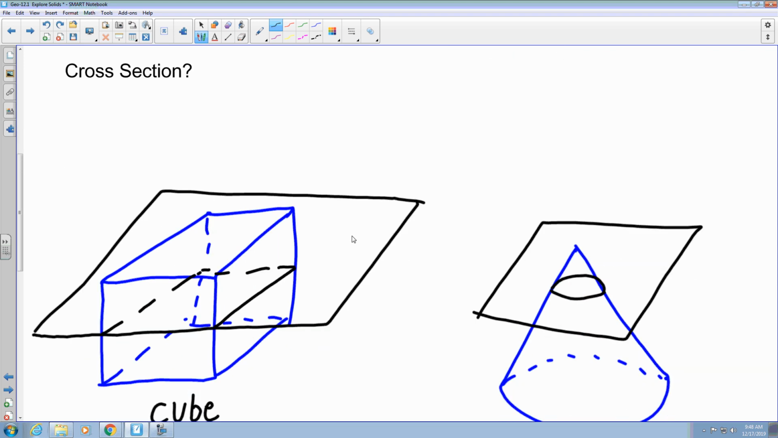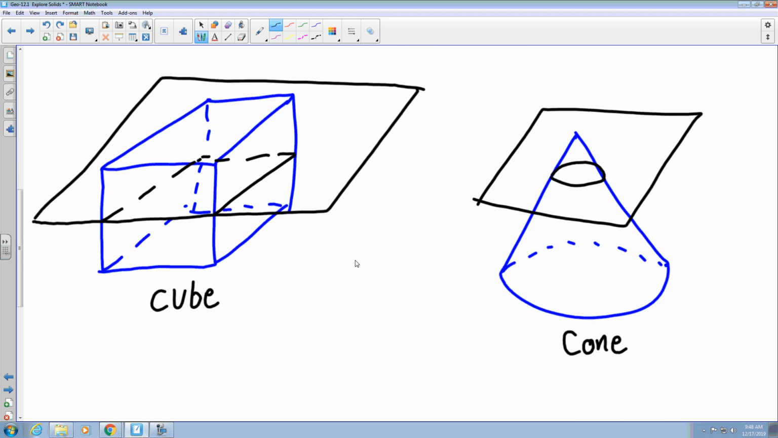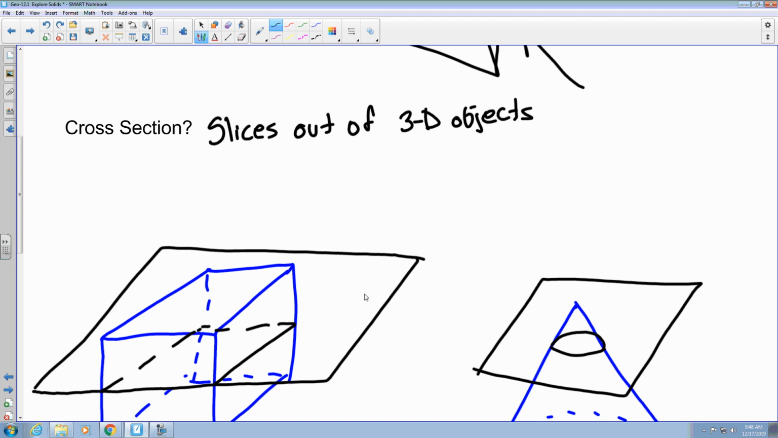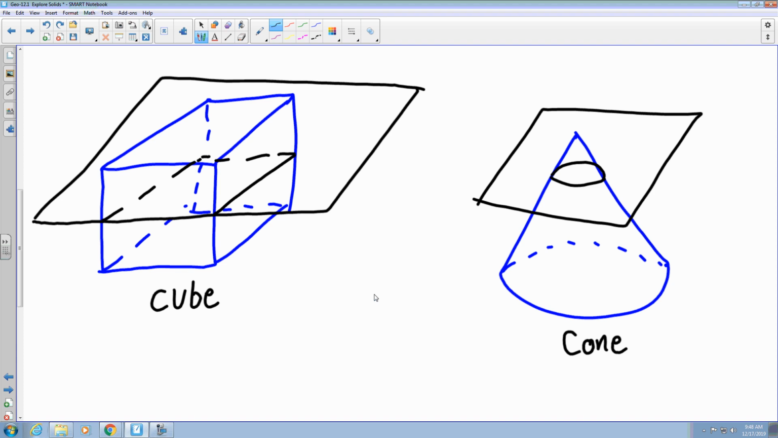All right. Last thing here is talking about cross section. Cross section is taking slices out of a 3D object. And the main idea of this is asking, okay, what is the shape of the cross section that you get? So it'd be almost like, if I took a knife and I cut through a portion of whatever 3D object it happens to be.